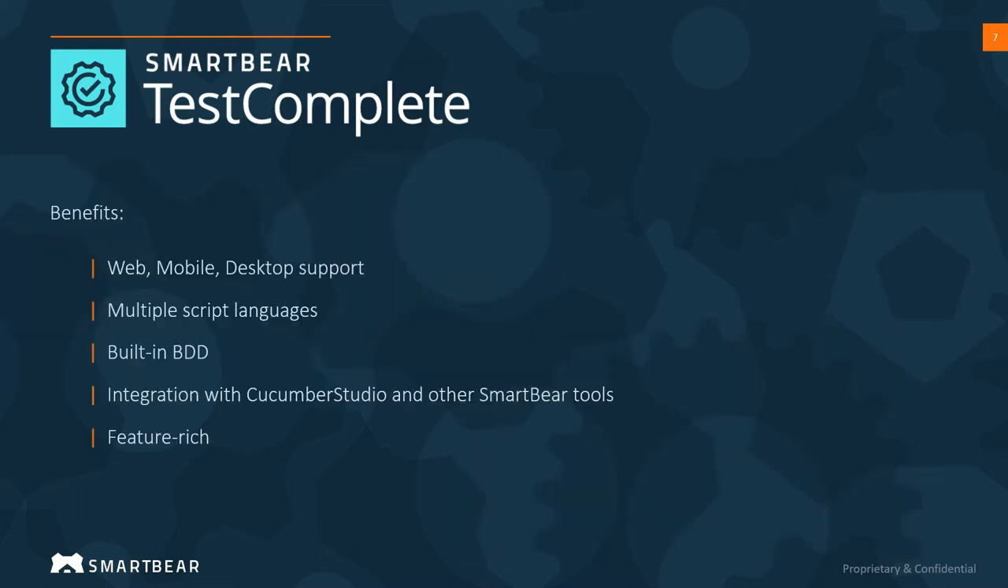Let's highlight some benefits which we have using SmartBear TestComplete. First of all, TestComplete supports web, mobile, and desktop applications, which means you don't need different tools to test your applications on different platforms. TestComplete also supports multiple scripting languages, so you will definitely find something for you and your team. Also, TestComplete has built-in BDD support, and of course, integration with CucumberStudio, which we are using in this demonstration, and integration with other SmartBear tools. One thing to mention is that TestComplete is feature-rich, so you will definitely find something helpful for your project in it.